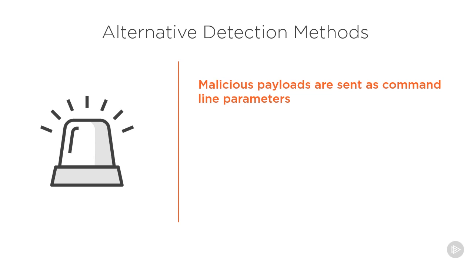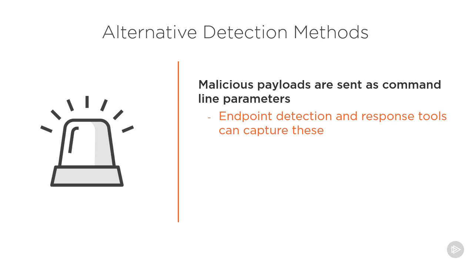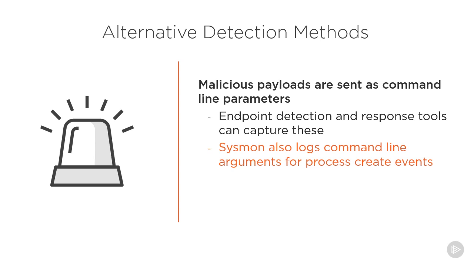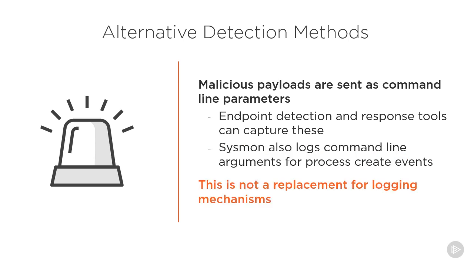Considering some of the alternative detection methods for fileless attacks, malicious payloads are usually sent as command line parameters. Endpoint detection and response platforms can capture these parameters that can be extracted for future analysis. Sysmon, which we'll explore more in the next module, also logs command line arguments for the process create events. Now, we're not looking for replacements, we're looking for alternative detection methods that we can use depending on the circumstances of the security incident at hand.